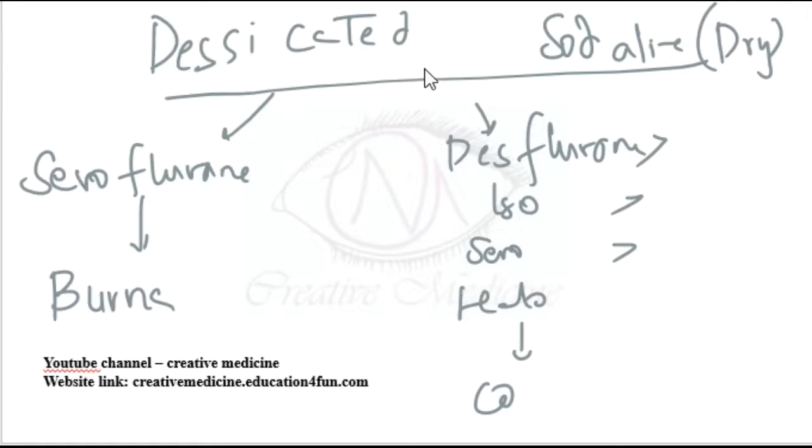So desiccated soda lime is a dry soda lime. Desiccated soda lime is a precipitating factor for carbon monoxide production in a closed circuit. Desiccated soda lime, if it is used with desflurane or isoflurane or halothane or sevoflurane, this will result in carbon monoxide poisoning. Whereas if desiccated soda lime is used with sevoflurane, it results in burns of the respiratory tract.